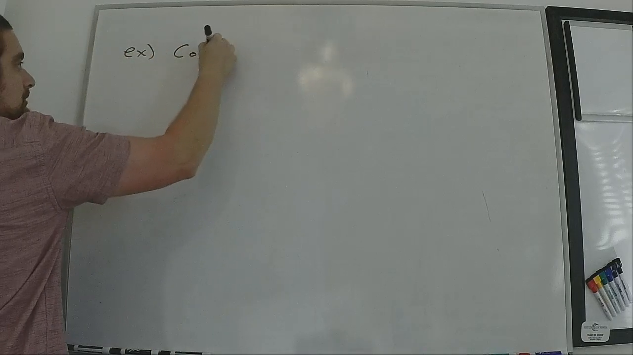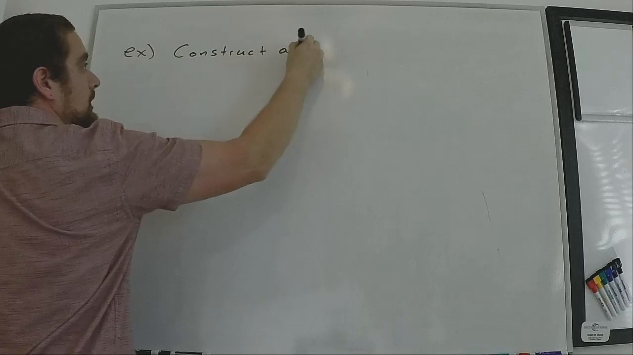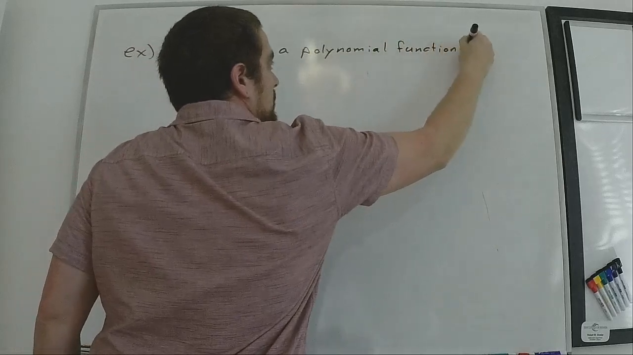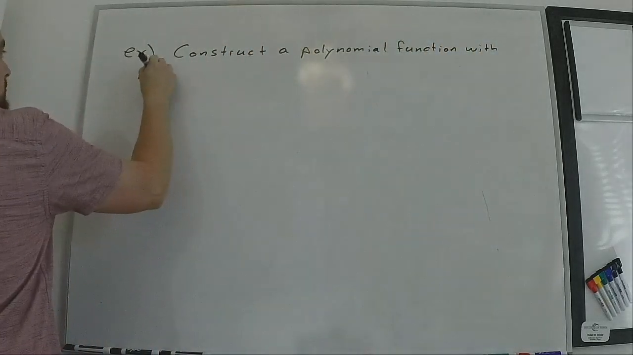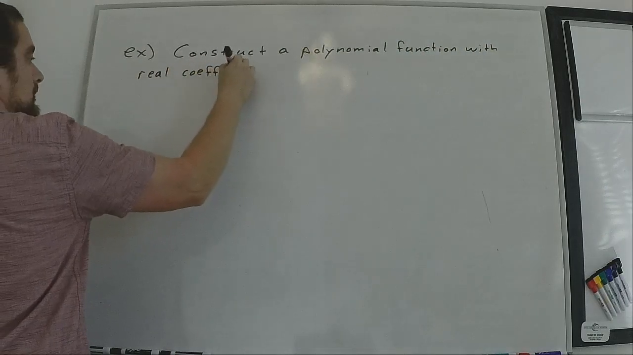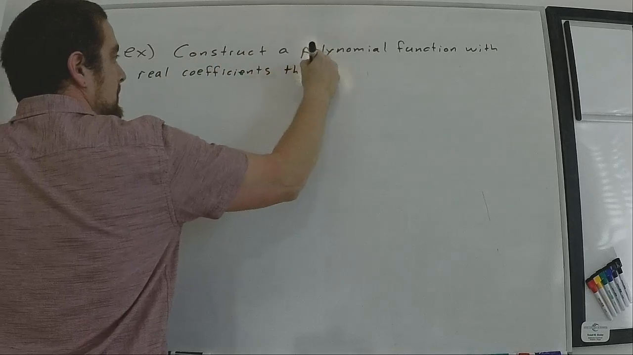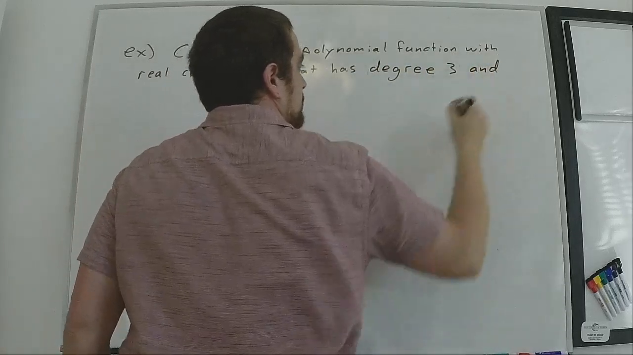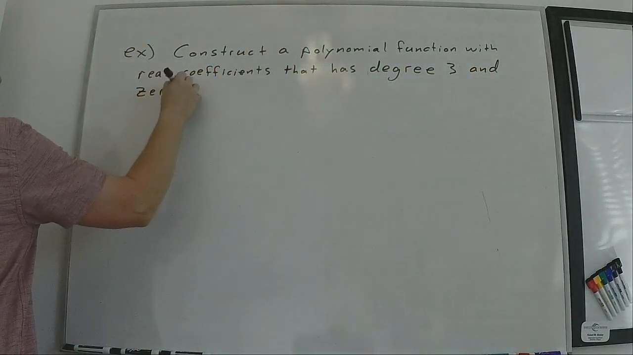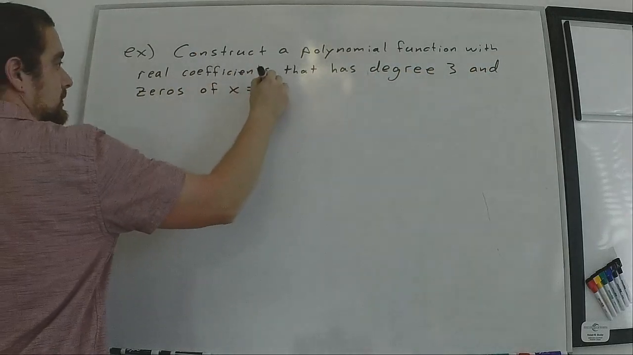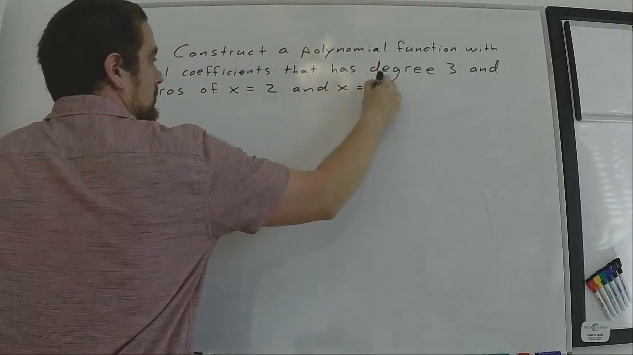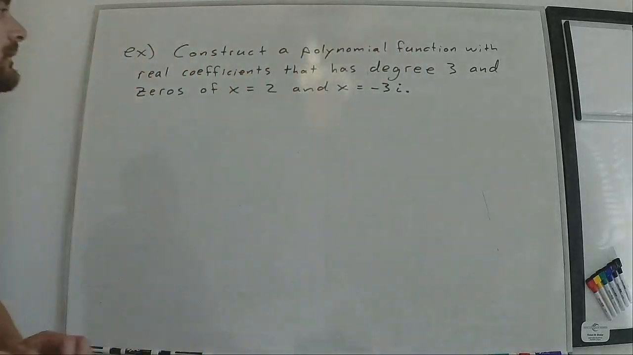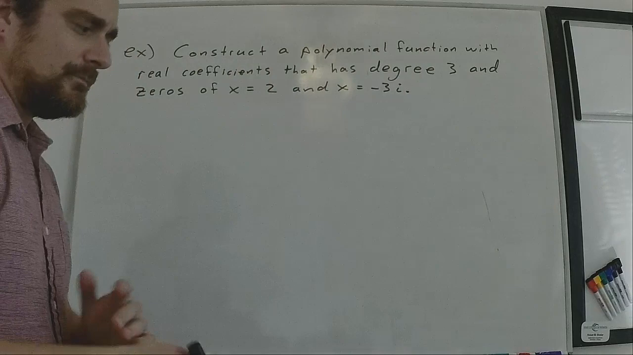Let's see if we can begin by trying to construct a polynomial function with real coefficients that has degree 3 and zeros of x equals 2 and x equals negative 3i. So let's see if we can construct this polynomial that would meet this criteria.